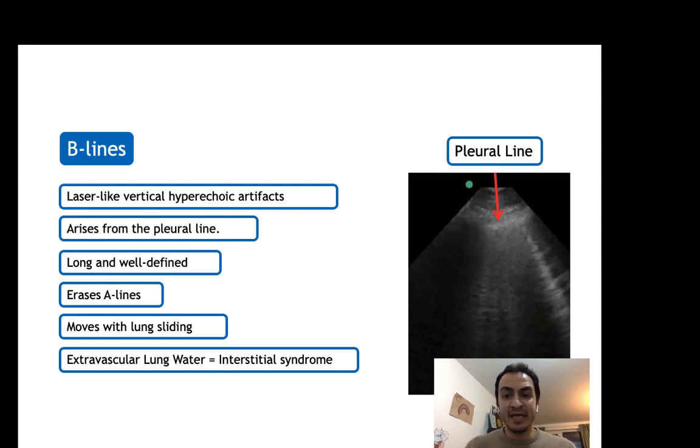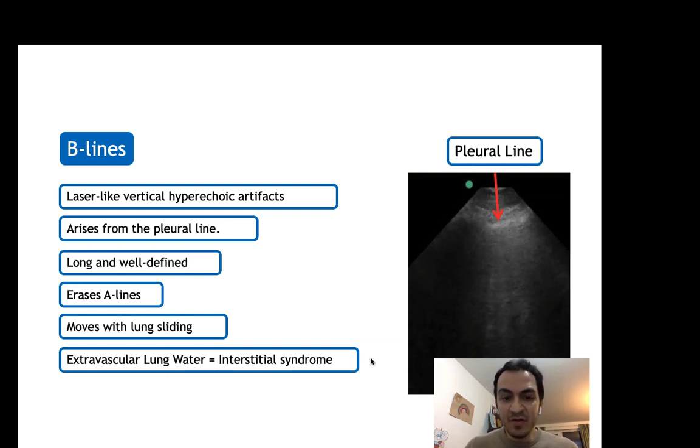They have to be extending from the pleura itself down to the far field, so they should not be short. They should reach down to the far field to fulfill a diagnosis of B lines. They have to be moving with the lung sliding, which is a very important feature, and they typically erase the A lines when they increase. So simply this is a reflection of loss of aeration of the lung. So you start to see B lines when you have an increase in the extravascular lung water, which gives us the diagnosis of the interstitial syndrome.